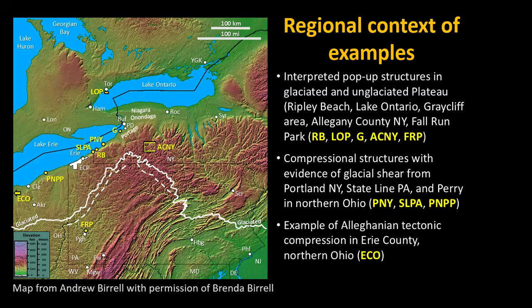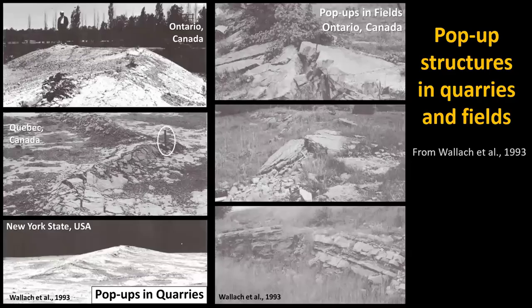For comparison, we'll look at compressional structures that were probably caused by shear beneath glaciers in western New York, Pennsylvania, and northern Ohio. Then we'll see a good example of deep-formed Alleghanian compressional structures in Devonian shale bedrock in northern Ohio. Here are examples of pop-ups in quarries and fields. They're typical buckle folds with planar limbs and irregular axial and crestal fractures. The orientation of the fold axis can vary. In quarries, they occur in both glaciated and unglaciated areas.